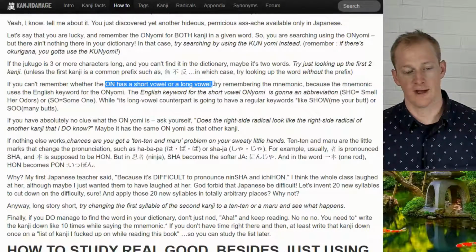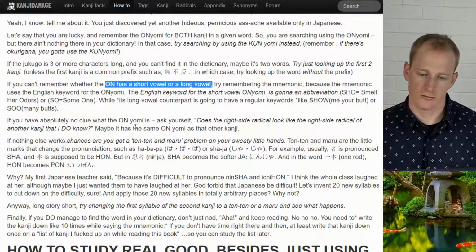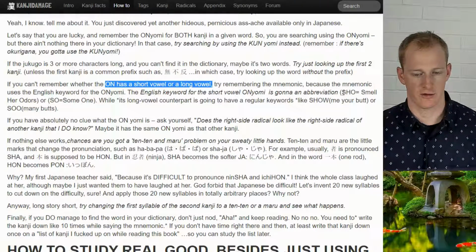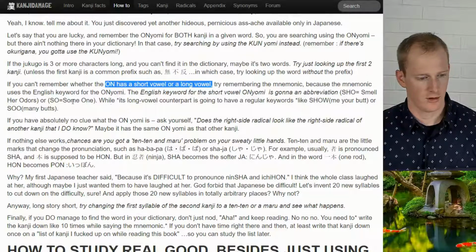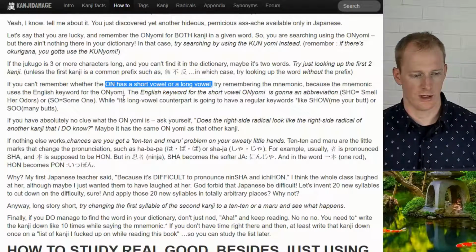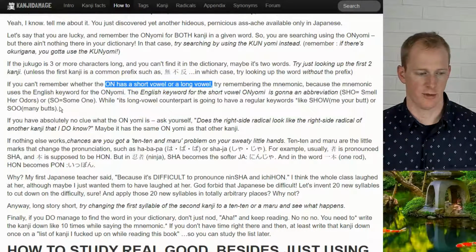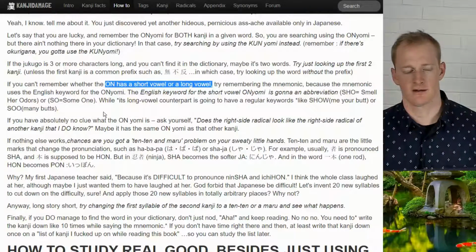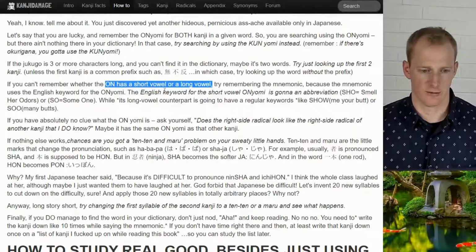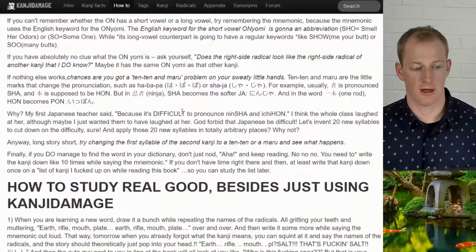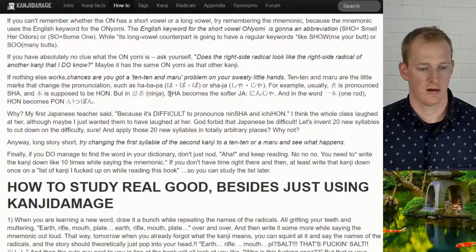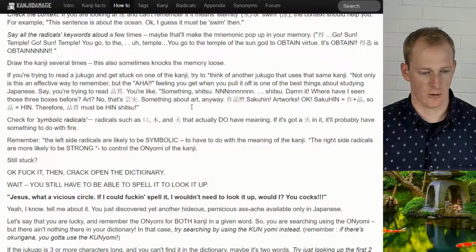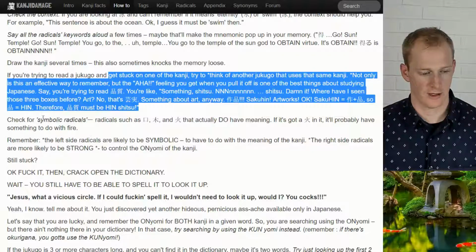Again, is it a short vowel or long vowel? Just remember the mnemonic, so the smell, her, odors, someone, things like this. Show me your bart or so many barts, something like this. Again, you'd have to know the mnemonic from this Kanji Damage website to get there, but it's something worth thinking about. And this is just restating what we just looked at, which is this bit here, or this bit.